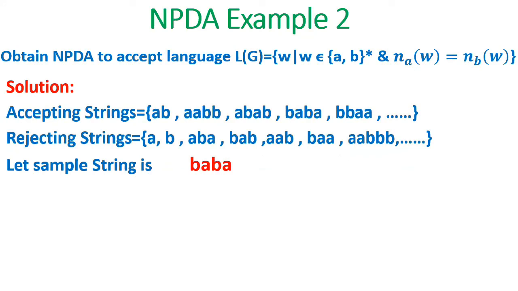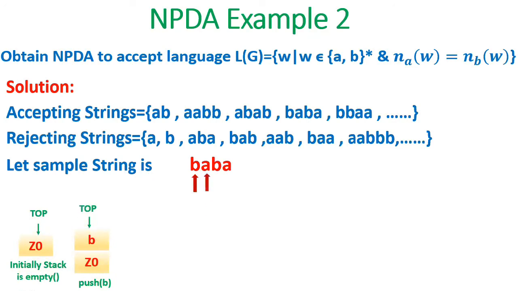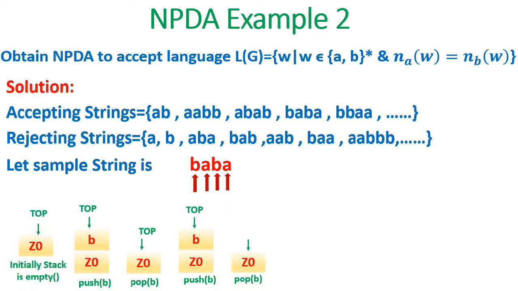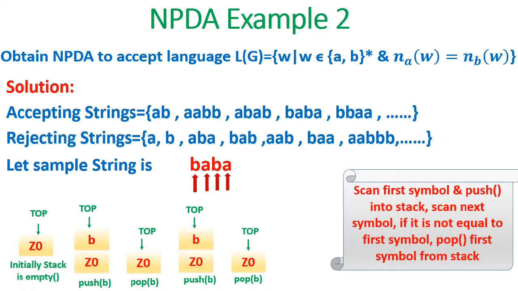The string is starting from B. What you will do? You will just push that B onto the stack. So the initial stack is having only Z0. Push that B onto the stack here. What is the next symbol you have got? A is the next symbol. What you need to do here? You have to pop B from the stack. And what is the next symbol you have got? B is the next symbol. Push it onto the stack. And the next symbol you have got is A. So what you do here? You have to pop it from the stack.